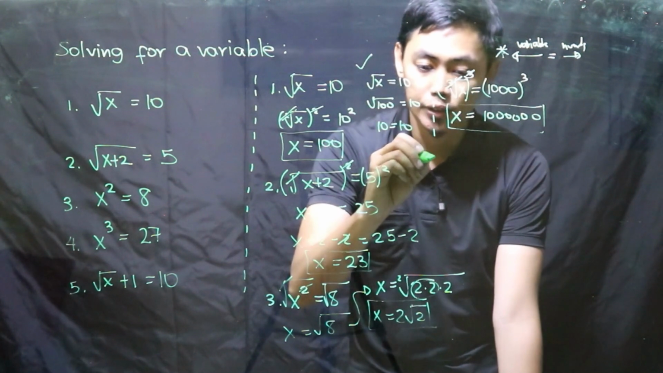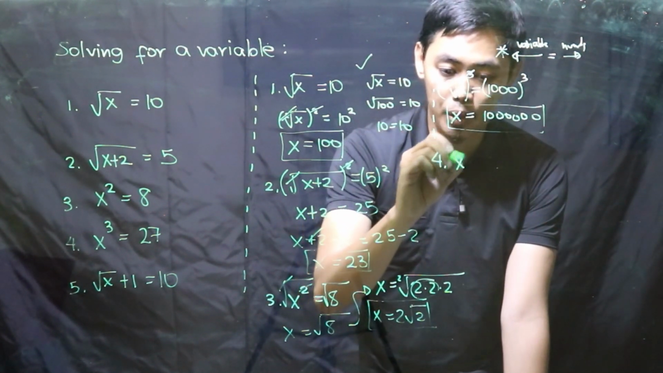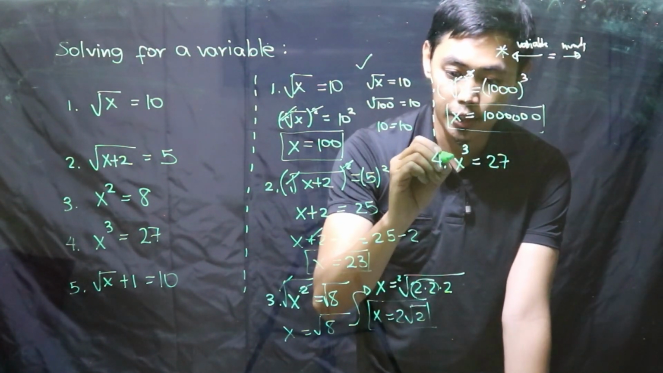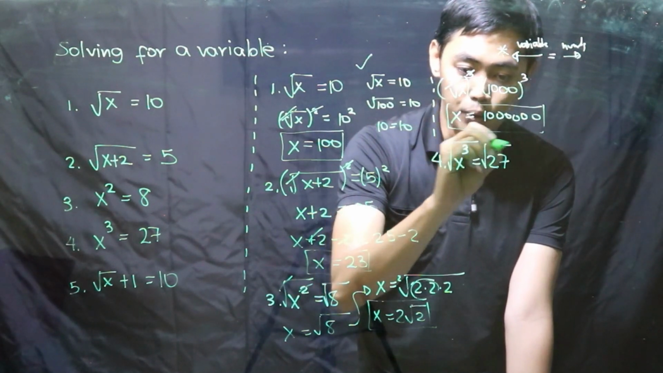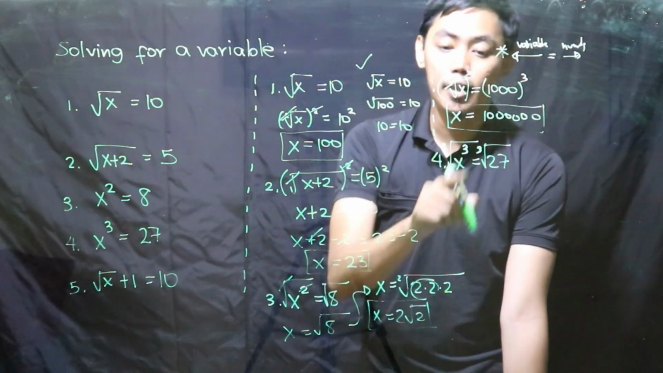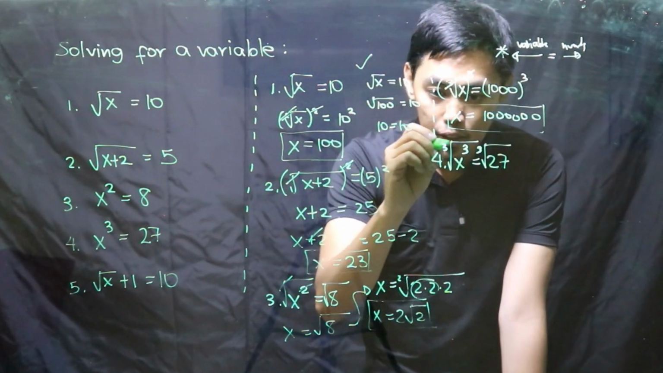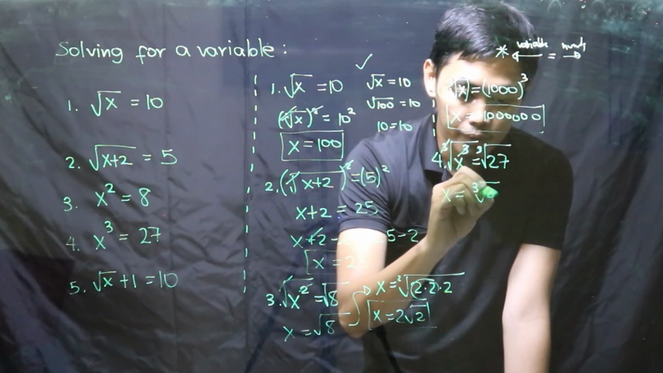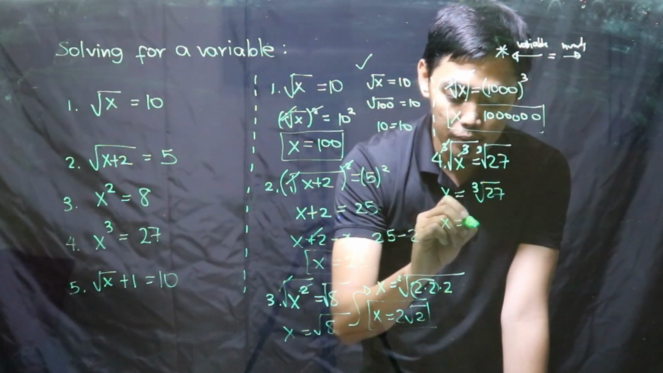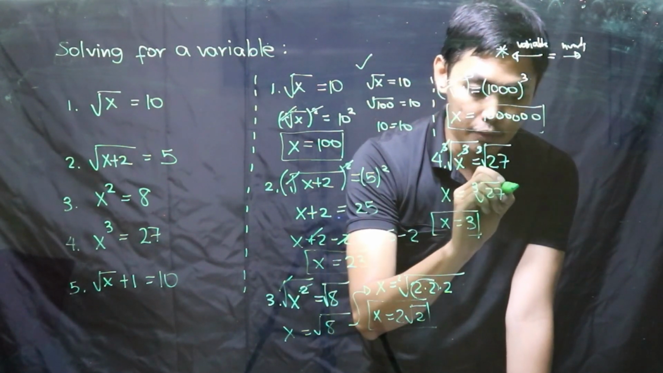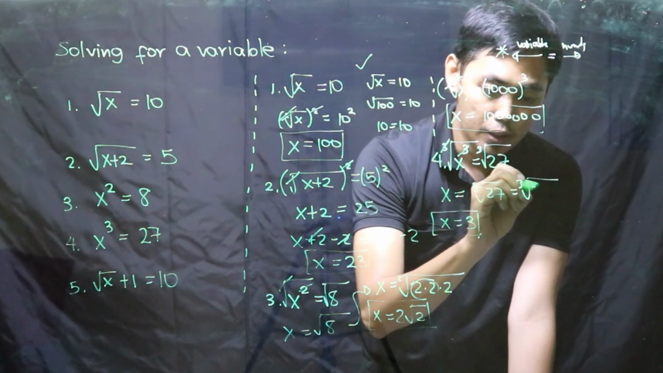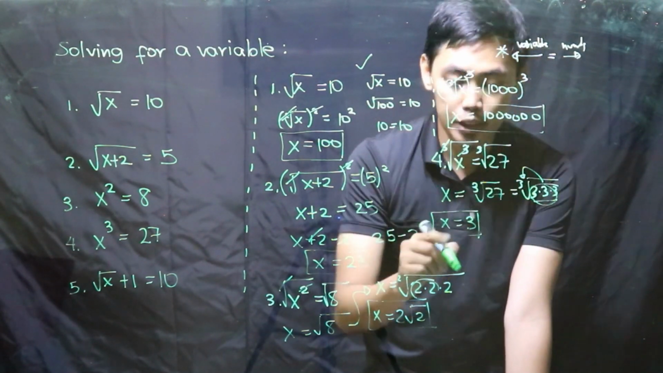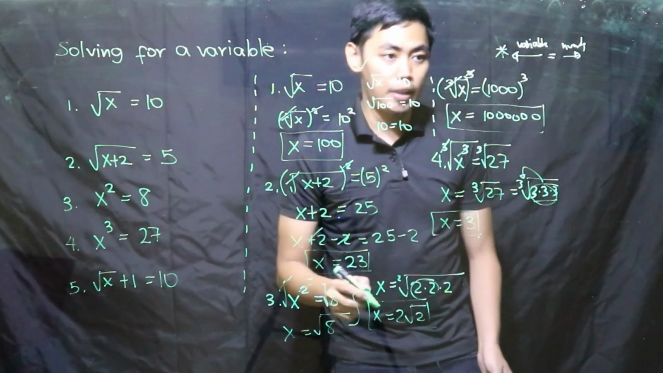Let's have number 4. Number 4 is x to the power of 3 equals 27. So again, what we will need to do is take the cube root of both sides. Why? Because it is cubed. It reverses it, so cancel. x remains. What is the cube root of 27? That would be 3. Why? Because 27 is 3 times 3 times 3. So there are three of them, and one 3 comes out. Okay. Last number, number 5.